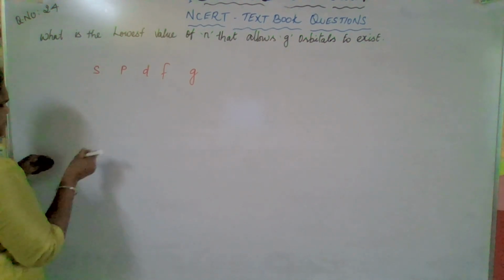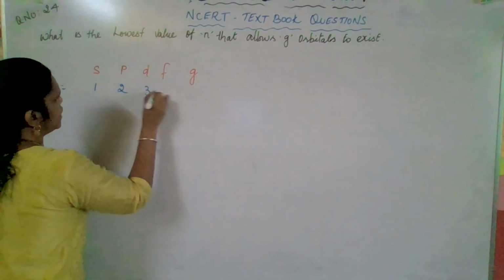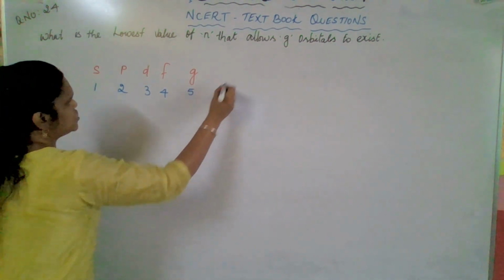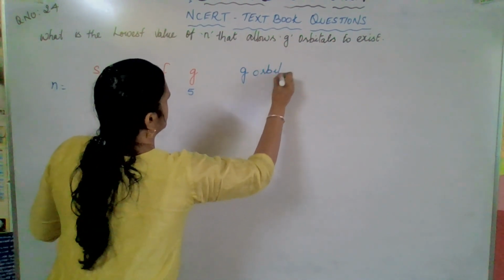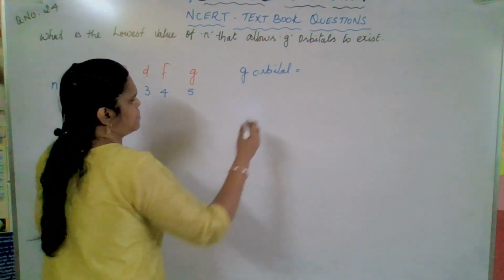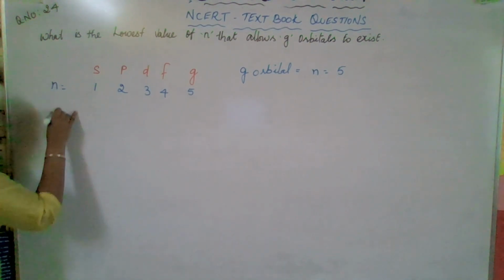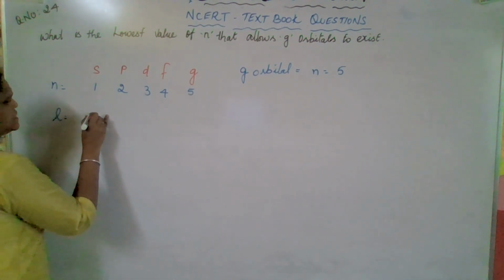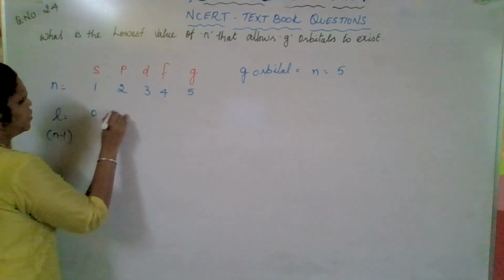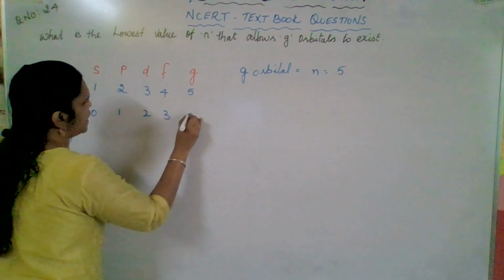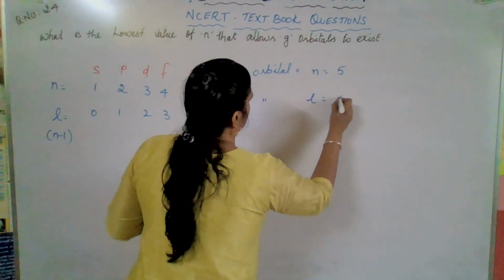n equal to 1, 2, 3, 4, and 5. So for g orbital, suppose it is there, that means n equal to 5, and L starts with 0, no? So it's always n minus 1, right? So here 0, 1, 2, 3, and 4. So for g orbital, L equal to 4.